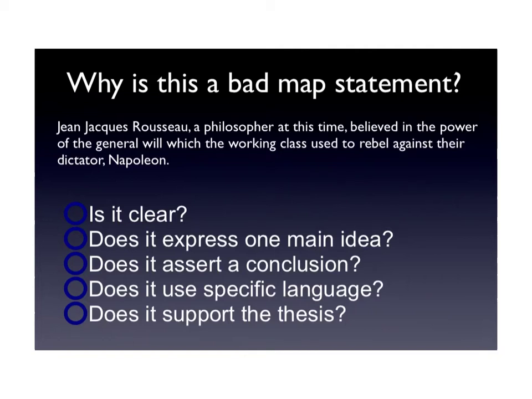All right, so let's look at a last example of map statement. Jean-Jacques Rousseau, a philosopher at this time, believed in the power of the general will, which the working class used to rebel against their dictator, Napoleon. Now, first of all, is it clear?